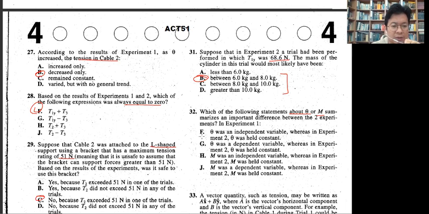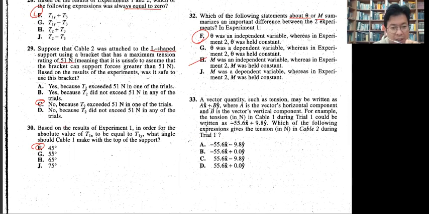Okay, so it's F because H is opposite. The question says in experiment 2, M was independent, and in experiment 1, M was held constant. So it's like opposite. A vector quantity such as tension is written A, X, Y, B. A is the vector horizontal, B is vertical.